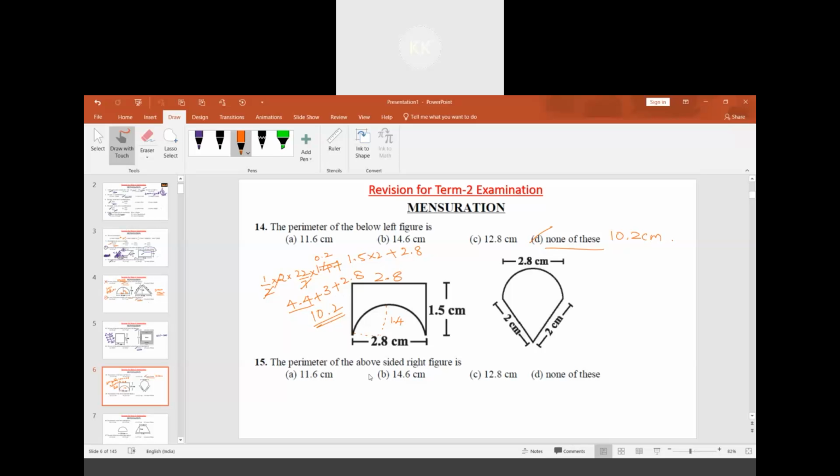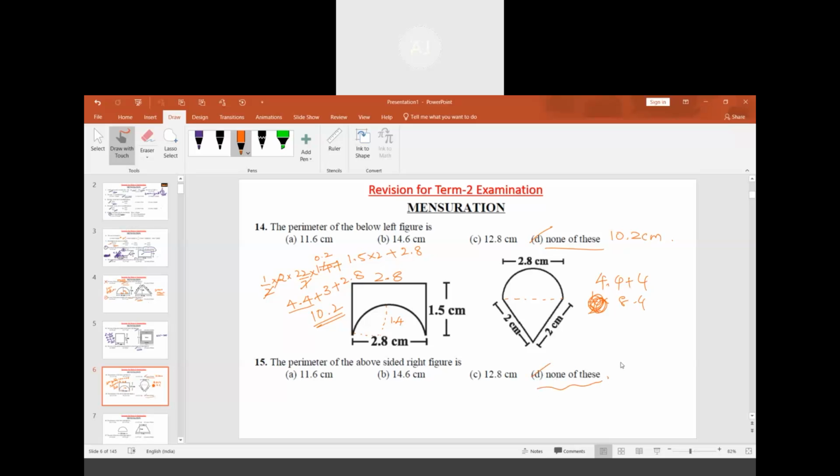Next one, here also we need to find the circumference, half the circumference to be added to 4 and 4. In the previous question we found 4.4. So 4.4 plus 4 is 8.4. So none of these option is correct. Option number D.